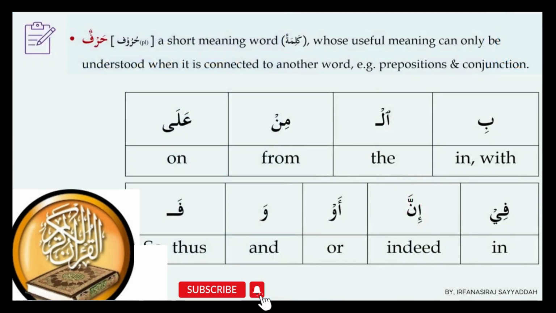The definition of a harf is that it is a very short word, usually made up of one or two letters. There are some exceptions, but mainly one or two letters. And their real meaning can only be understood when they're used in context with another word, with an ism or a fi'l. On their own, they do not really give a clear meaning.